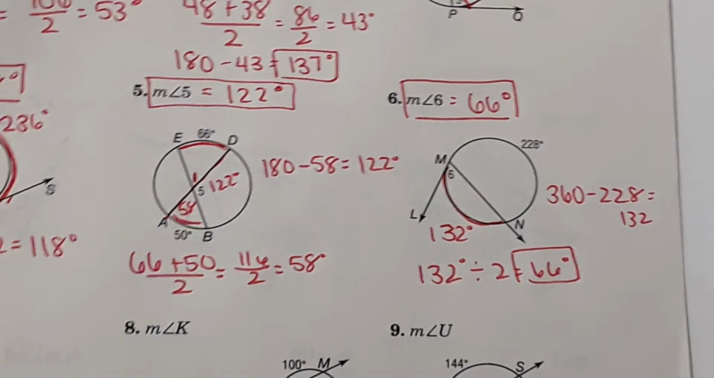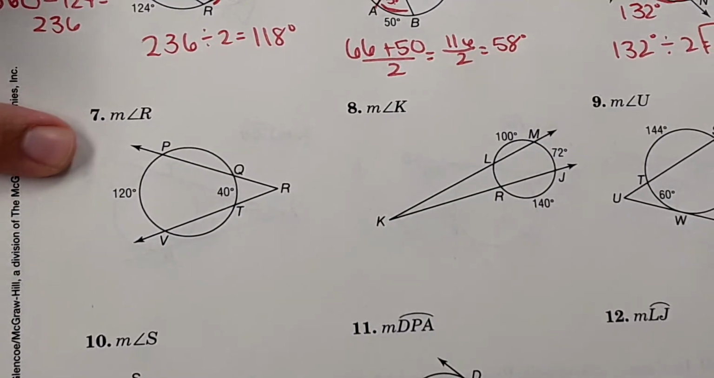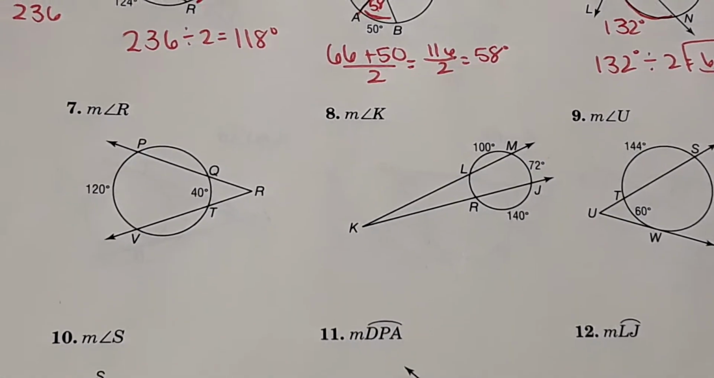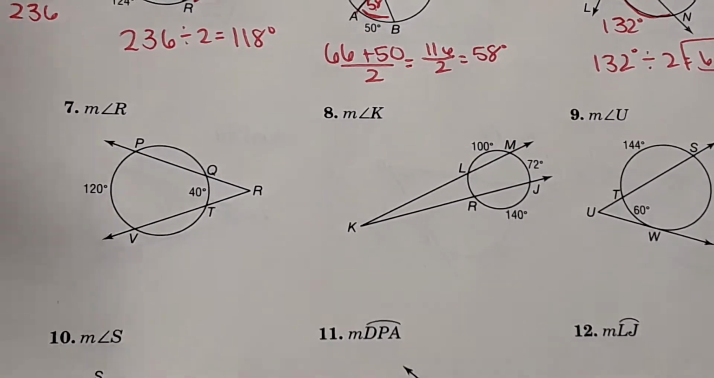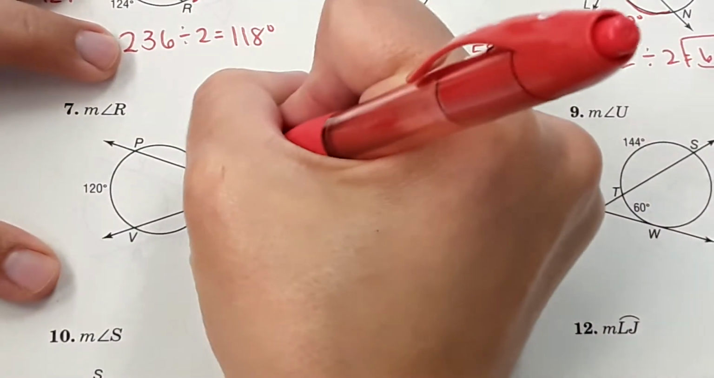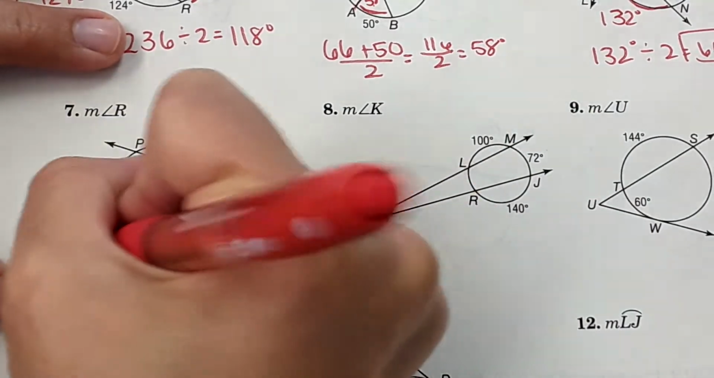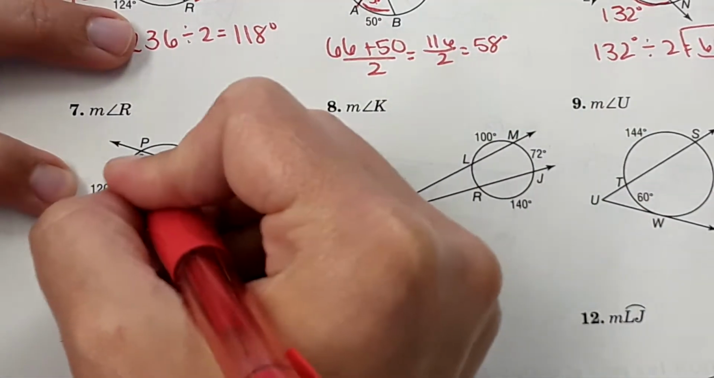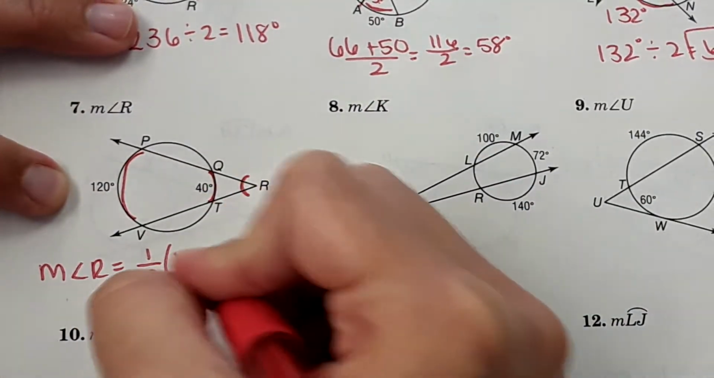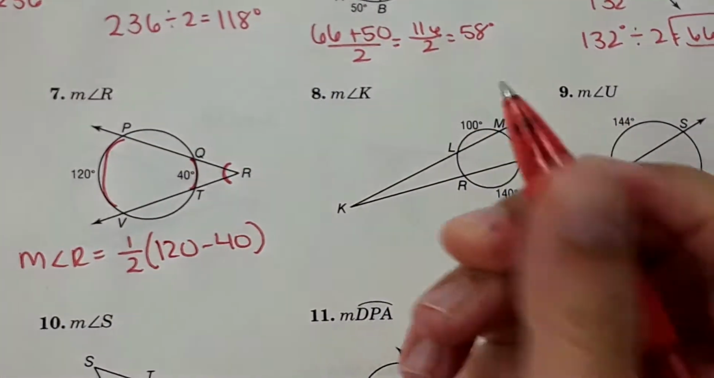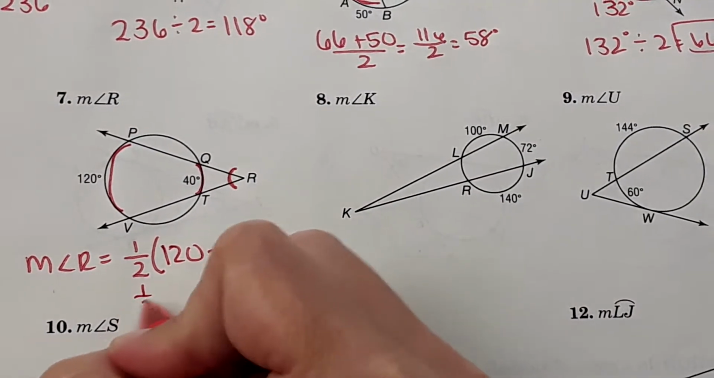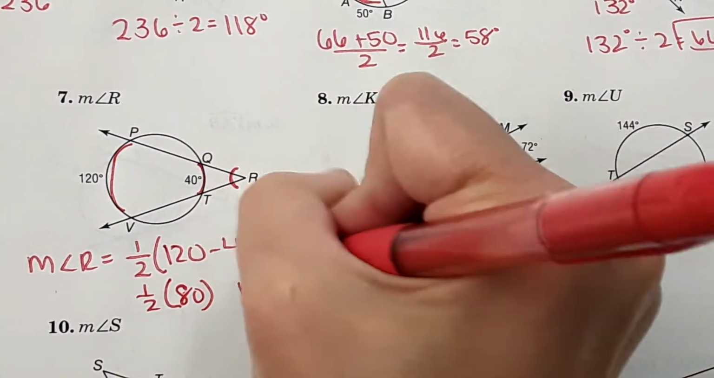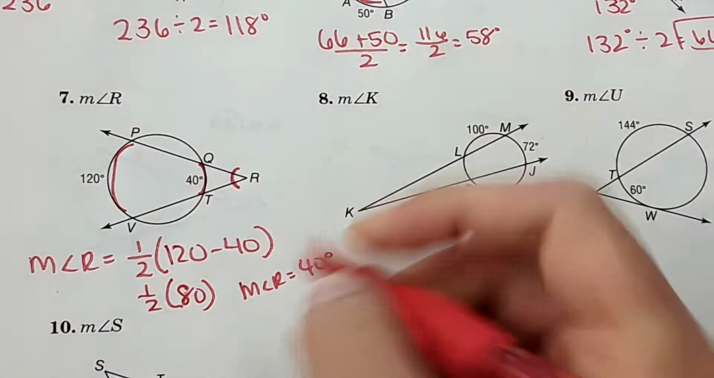Next example, number 7. Now we have a new type of problem, just as you're getting used to those, right? To find this angle measure, the measure of angle R equals 1/2, and we're going to subtract these two arcs. So it's 120 minus 40. Half of 80 is 40, so the measure of angle R equals 40 degrees.